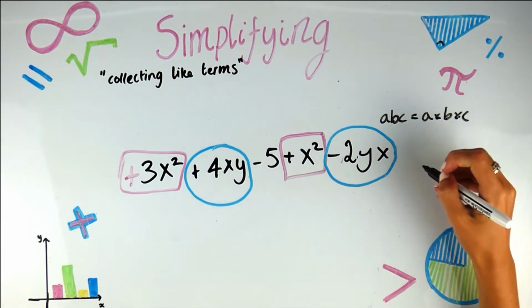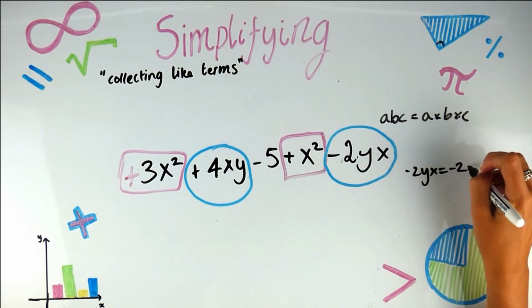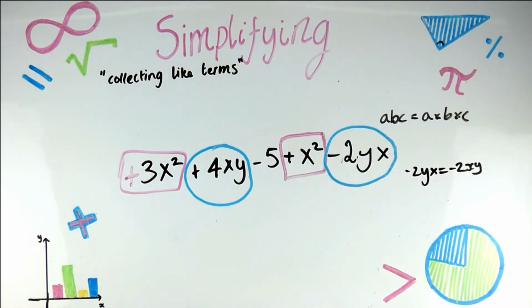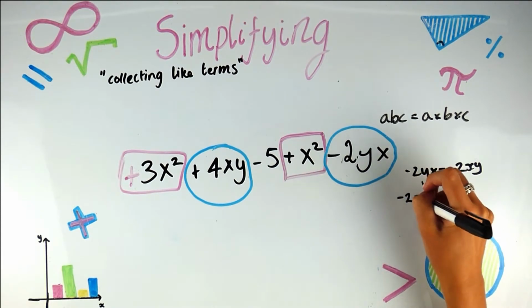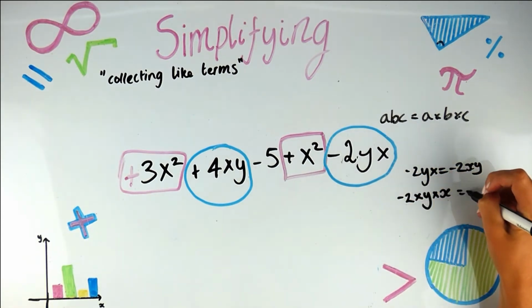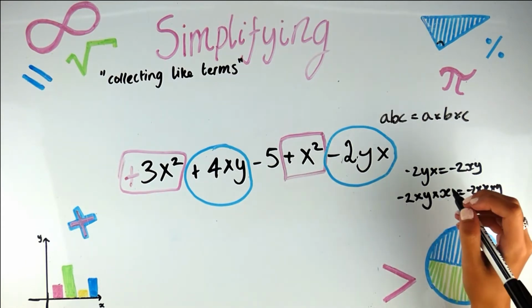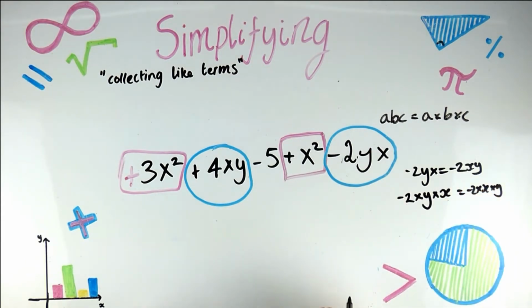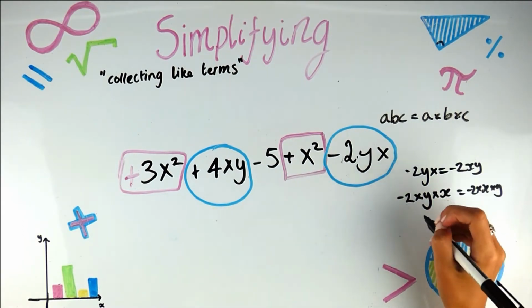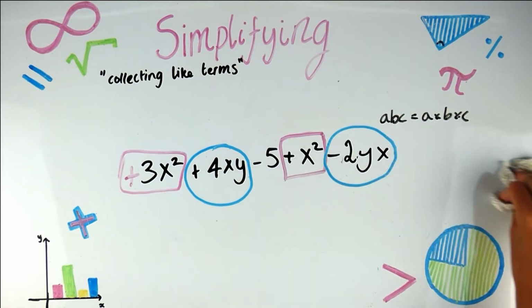So negative 2yx is the same as negative 2xy, because if we were going to write that, it would be minus 2 times y times x, which is minus 2 times x times y, and you know that multiplication you can switch around. So for example, 2 times 3 is the same as 3 times 2, and it works the same with letters. So don't let that throw you off.